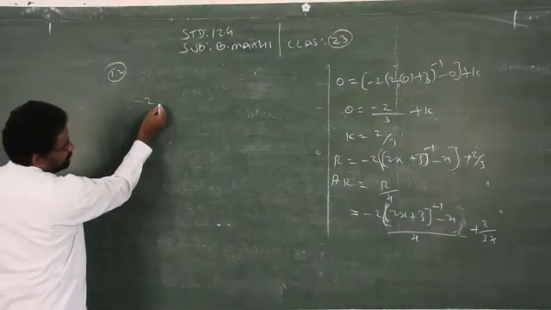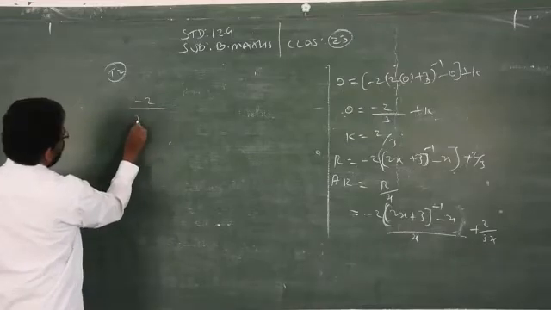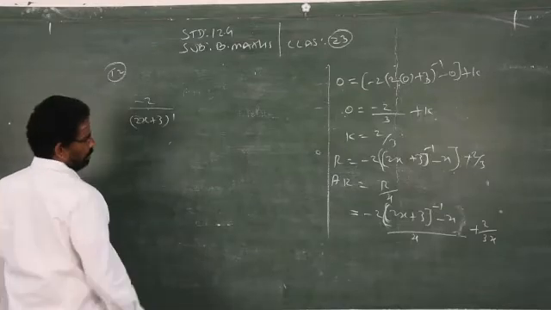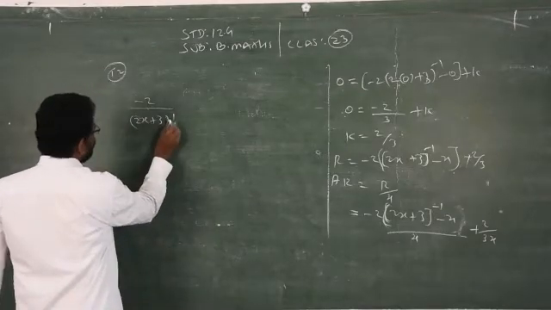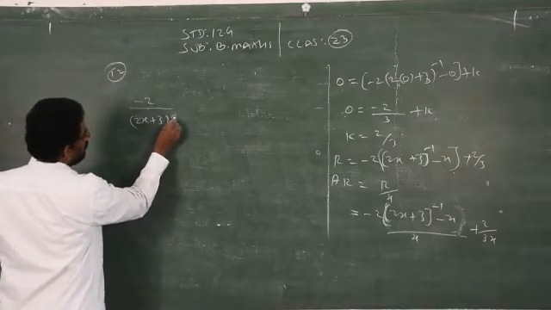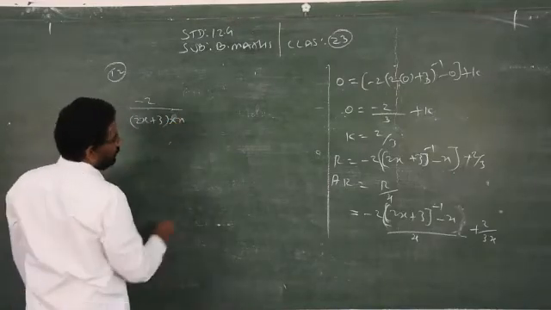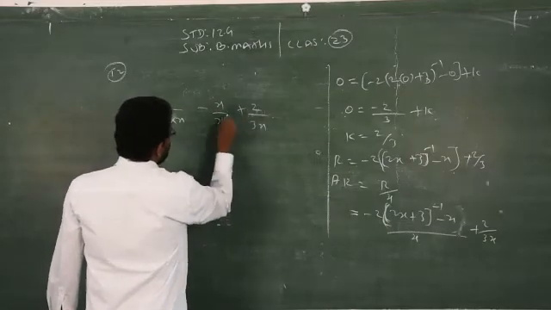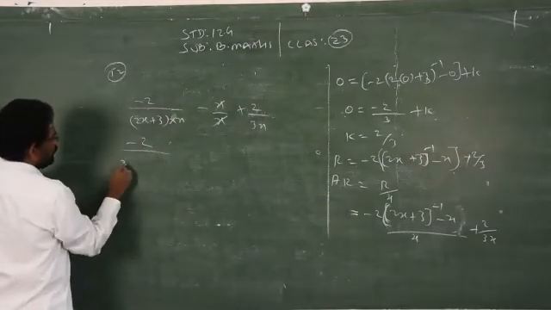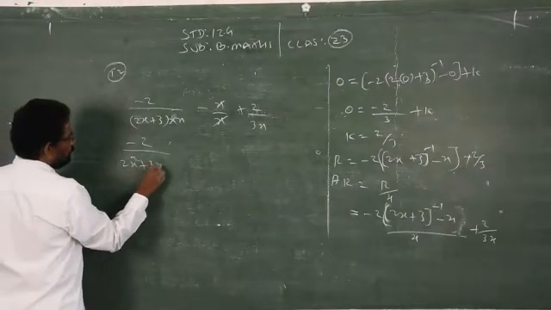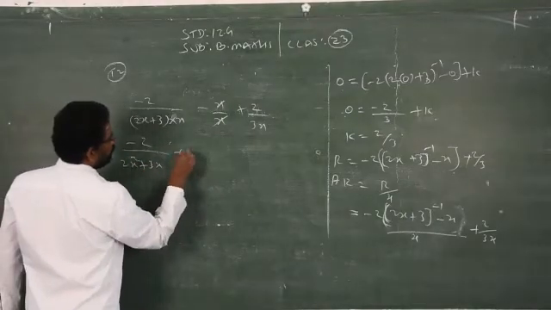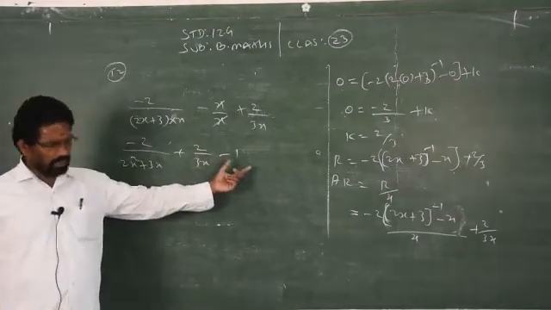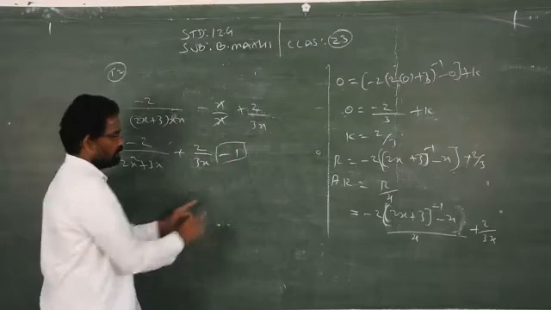I can write minus 2 by 2x plus 3 power 1. We already have the denominator, no need to write power 1, already we have denominator x, so into x. Then minus x by x plus 2 by 3x, x gets cancelled, so minus 2 by 2x plus 3, you can multiply also, no problem, plus 2 by 3x minus 1. You don't disturb this minus 1, because we need minus 1 in the question.